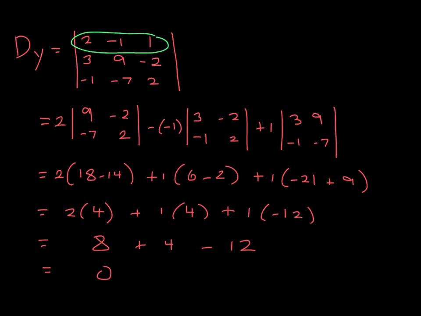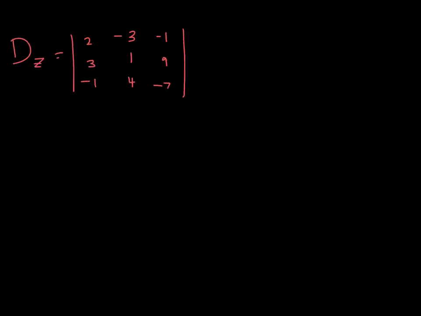Okay, let us now find d sub z, which is the last determinant you and I need to find. Okay, d sub z is the determinant of this 3 by 3 matrix. Again, this is exactly the same as capital D that we found earlier. The only difference is now the constants are in the third column, or in the z column, okay? Constants are here. These are the variable coefficients for x. These are the variable coefficients for y.